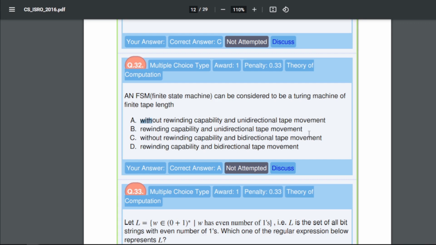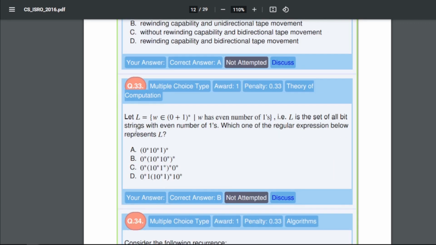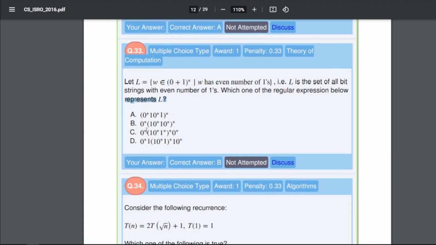33 is: let L equal this set, right? And L is the set of all bit strings with an even number of ones. Which one of the regular expressions below represents L? So for 33 our answer will be B, that is, you can frame the language, right? And it is saying L is the set of all bit strings with an even number of ones. So only an even number of ones is the condition. So here B will be the answer. You can see the minimum even number you can get is 0, right? That is the empty case, then you can start with 2, and any time you repeat this you will get only an even number of ones.